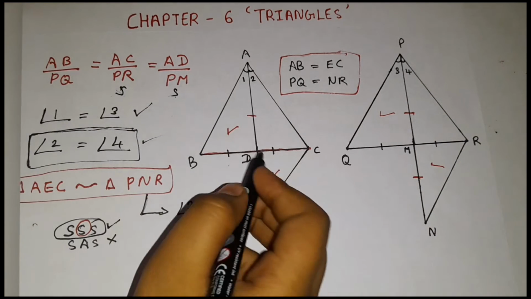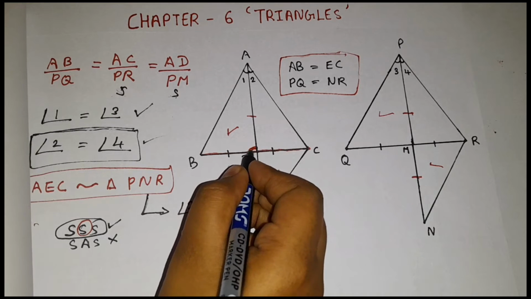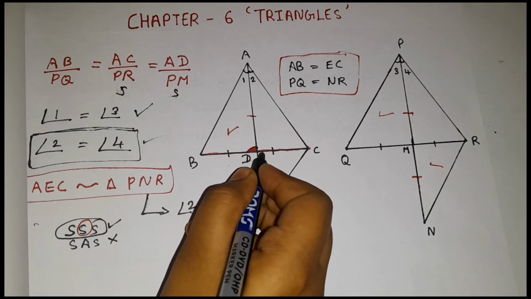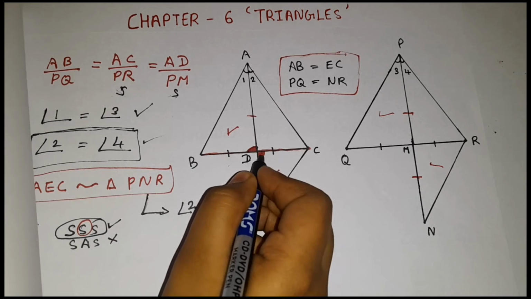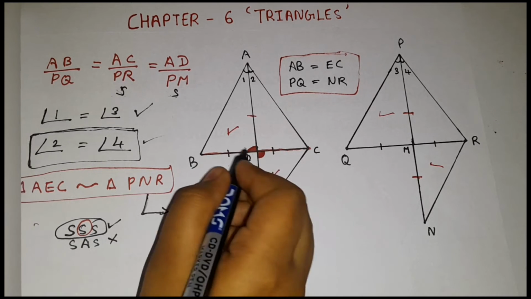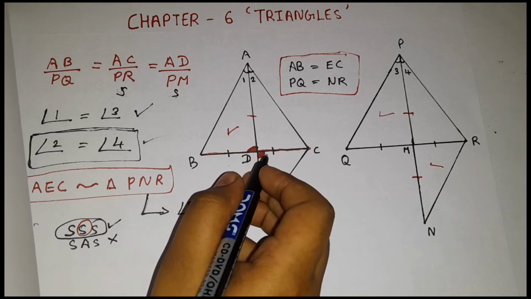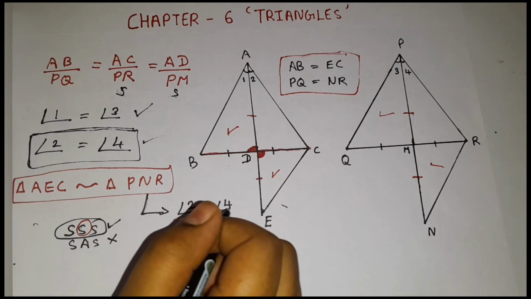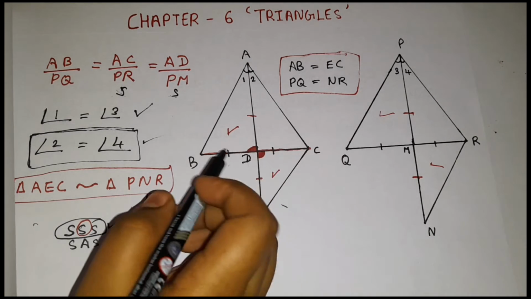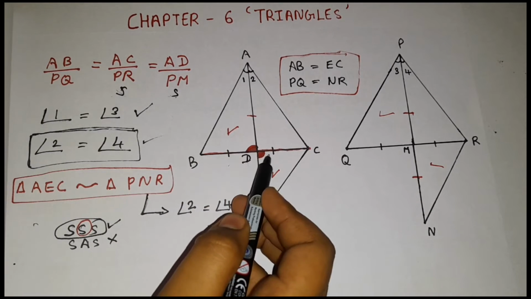Am I right? Do you think these both are vertically opposite angles? Of course. We didn't notice that in the first case, but now we noticed it. These both are vertically opposite angles. You are supposed to look at each and every single thing and understand the triangle figure properly. When you understand it, you will get to know that this is a vertically opposite angle.